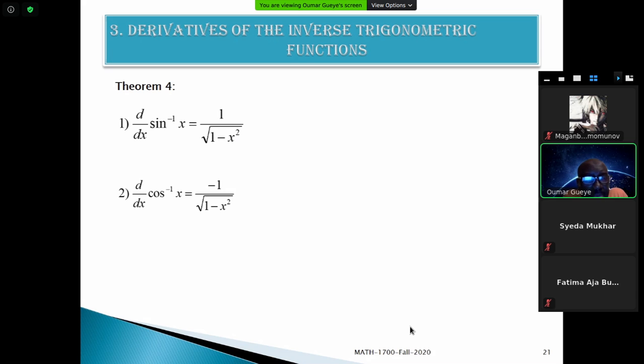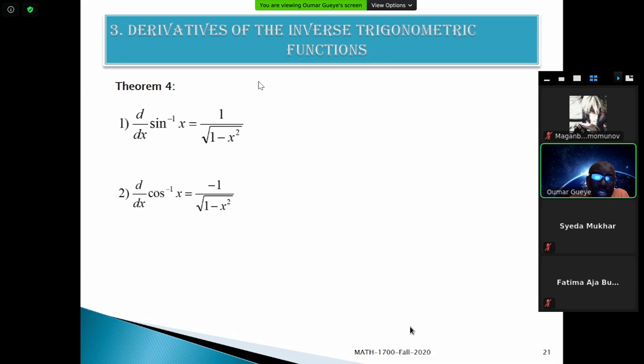And just keep in mind, the reason why we have -1 on the top is that when you differentiate cosine, you will get a minus sign. Don't forget it. Otherwise, you will get the same steps. And I recommend you do your best to calculate the derivative or prove it by using exactly what we did for sine inverse.